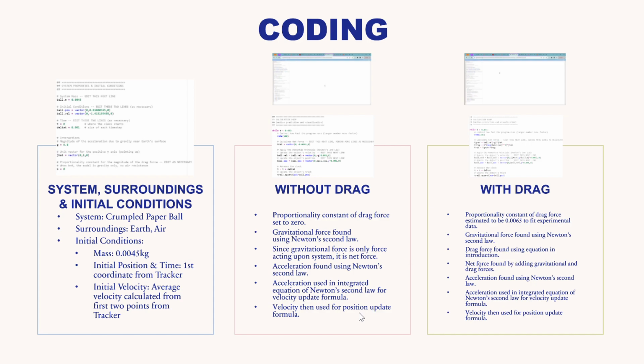This is able to be used since the time steps are so small that acceleration does not need to be accounted for in the position update formula. Then with drag, the same thing is essentially done, with the differences being the proportionality constant being set to a number, and the net force being the sum of the gravitational and drag force, since there are multiple forces present.